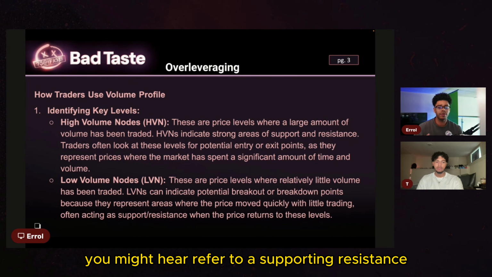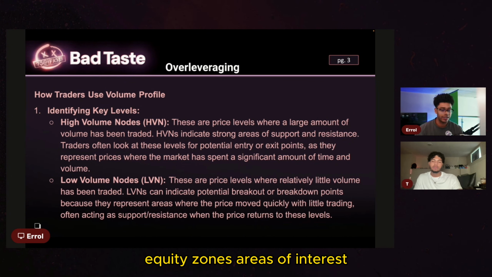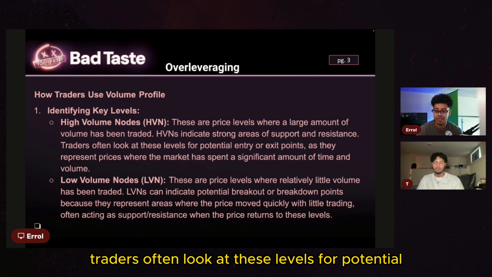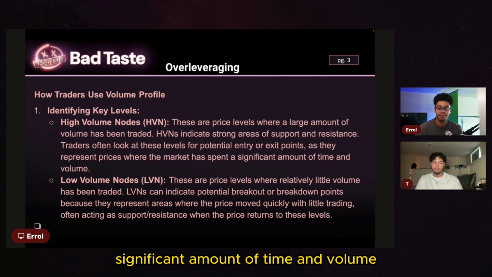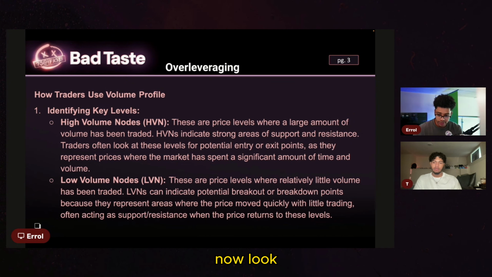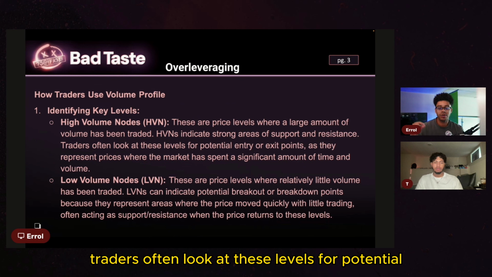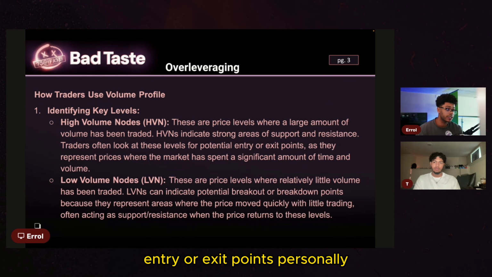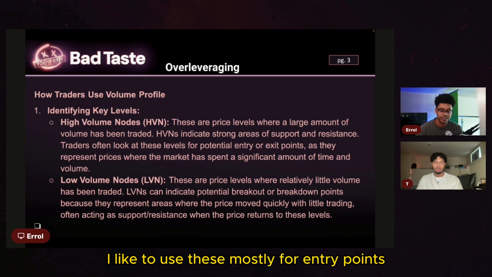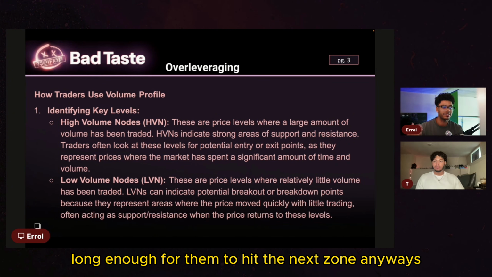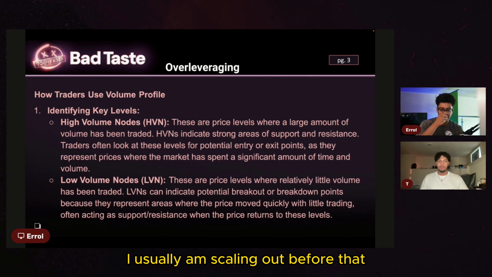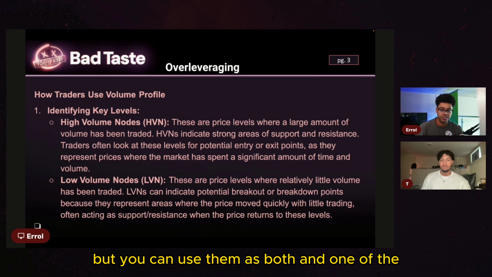Anyways, you might hear it referred to as support and resistance, liquidity zones, areas of interest, all of the above. Traders often look at these levels for potential entry or exit points, as they represent prices where the market has spent a significant amount of time and volume. Personally, I like to use these mostly for entry points. I'm typically not holding my positions long enough for them to hit the next zone anyways. I usually am scaling out before that. But you can use them as both.